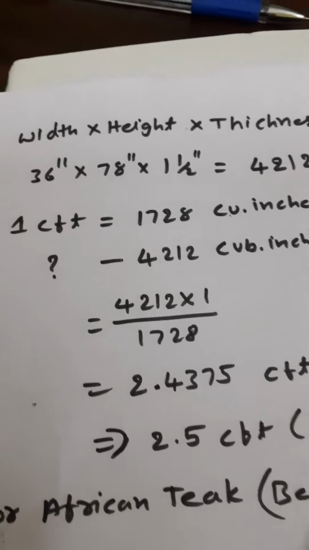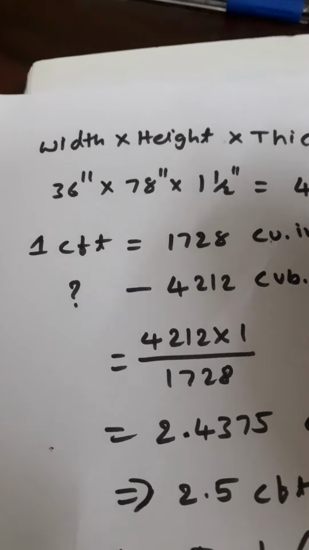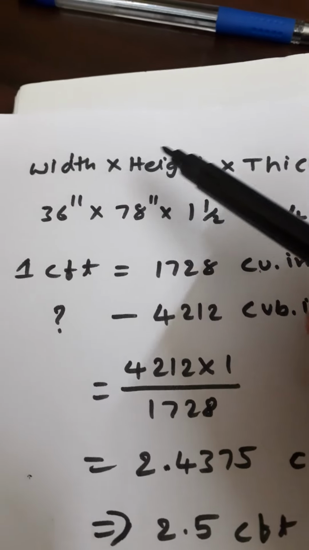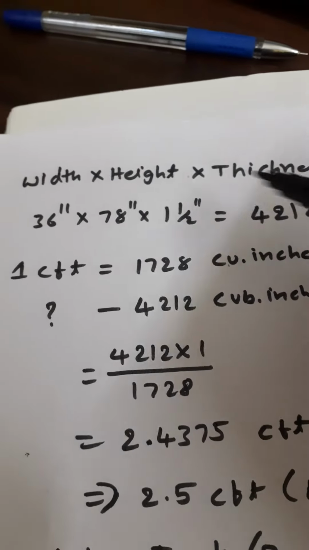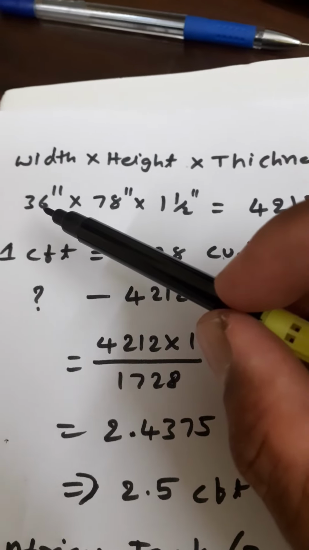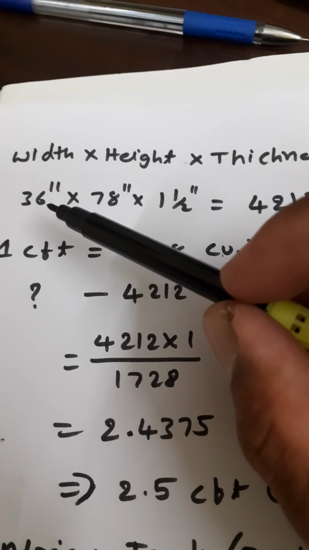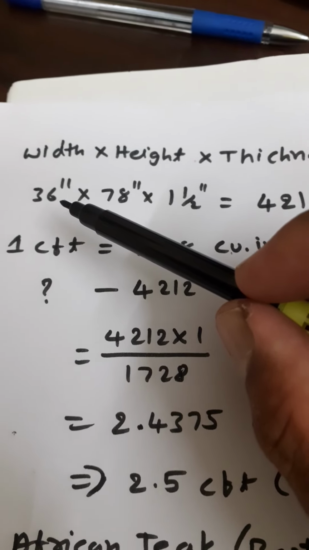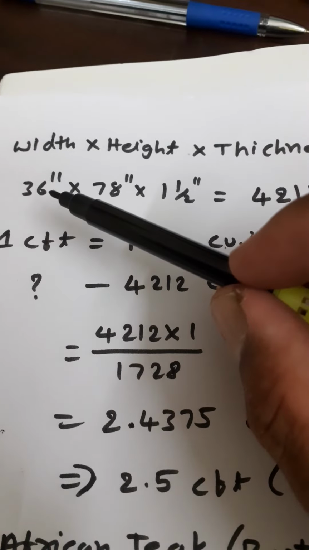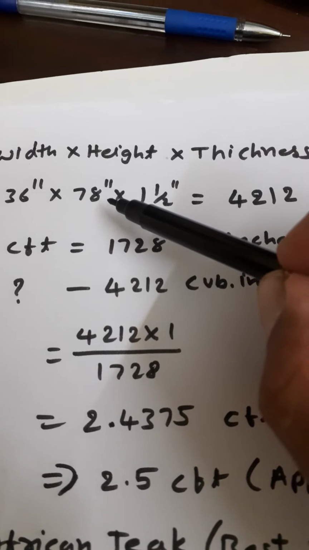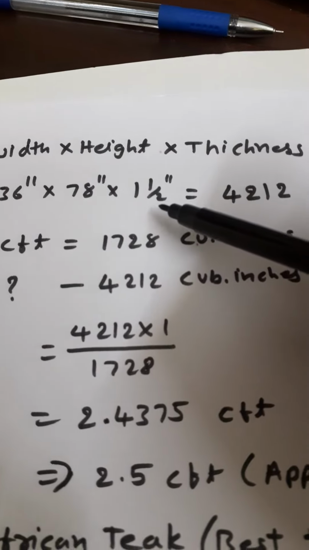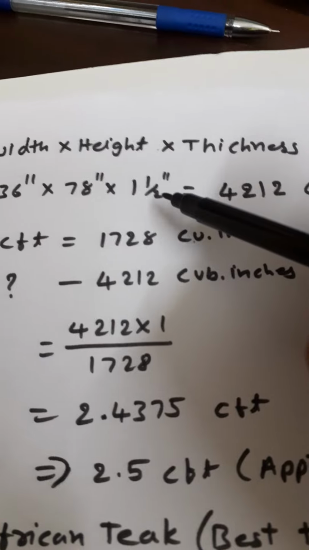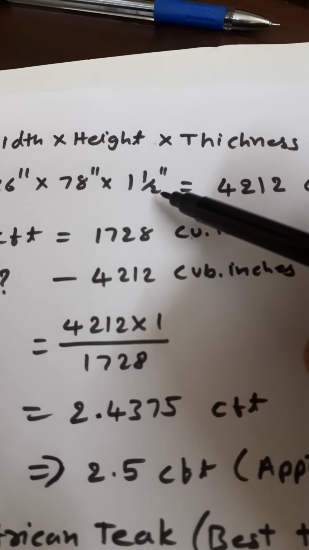To calculate the wood, we need to take the volume of it. To take the cubic volume, we need to multiply width into height into thickness. We are taking all the units as inches. 42 inches is the door frame's outer to outer size, so for the inner door shutter we need to take 36 inches width, and 78 inches is the height of the door shutter, and 1.5 inch, that is 40 mm, is the thickness of the door shutter.